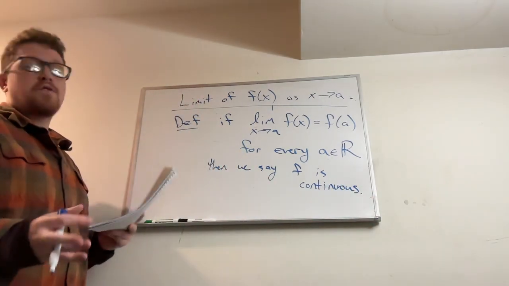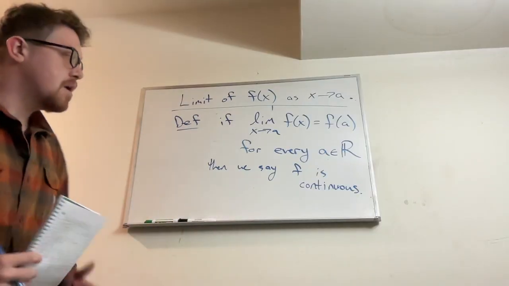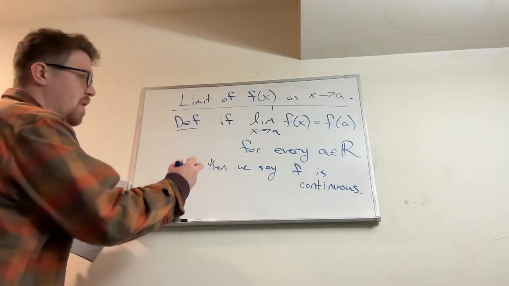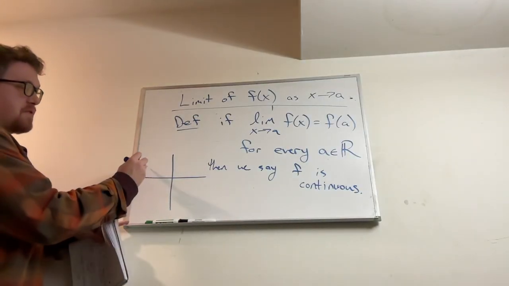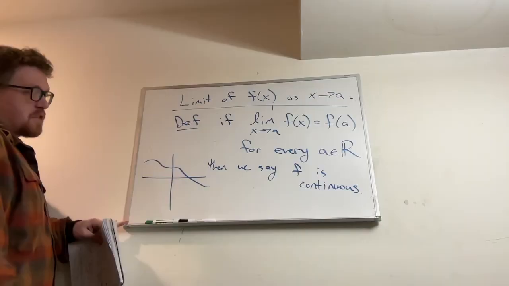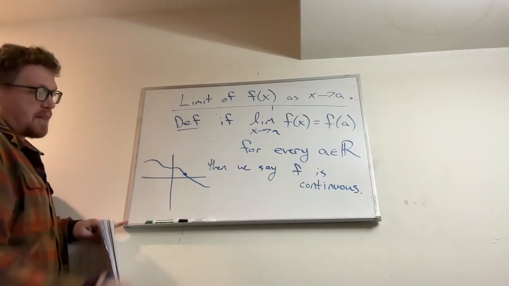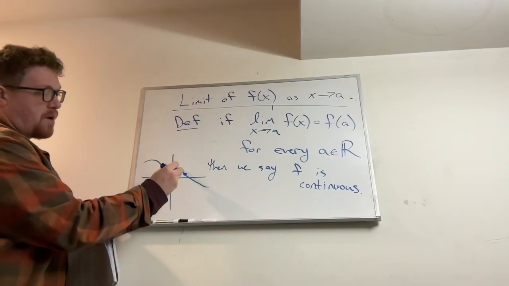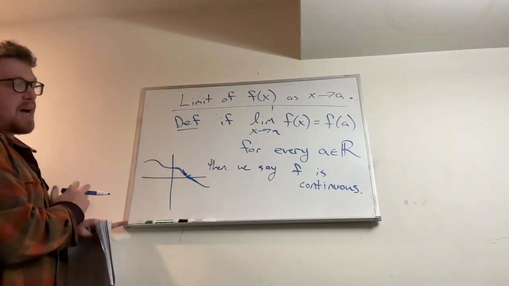Or if it's just true for one particular a, then we say f is continuous at that a. But the visual notion here is that you have some function from the real numbers to the real numbers, and if I pick any point and look at the limit of the function as I approach that point, it's actually just approaching the value of the function.